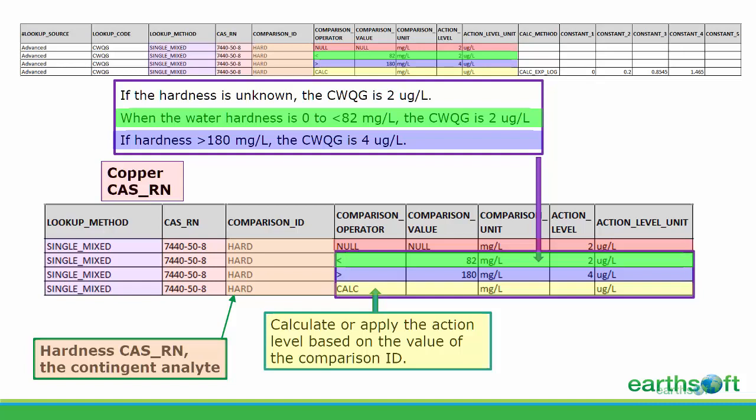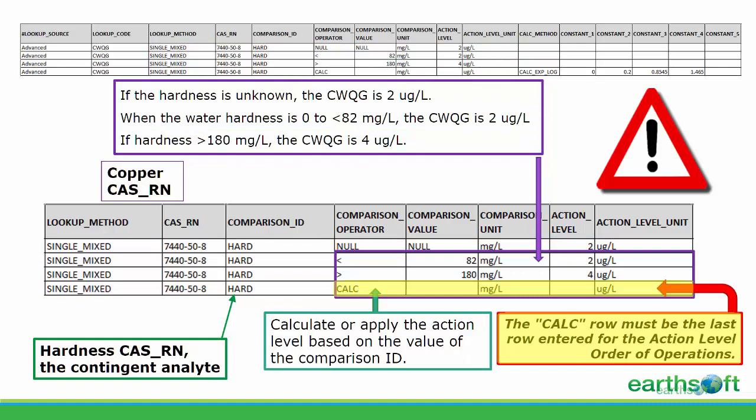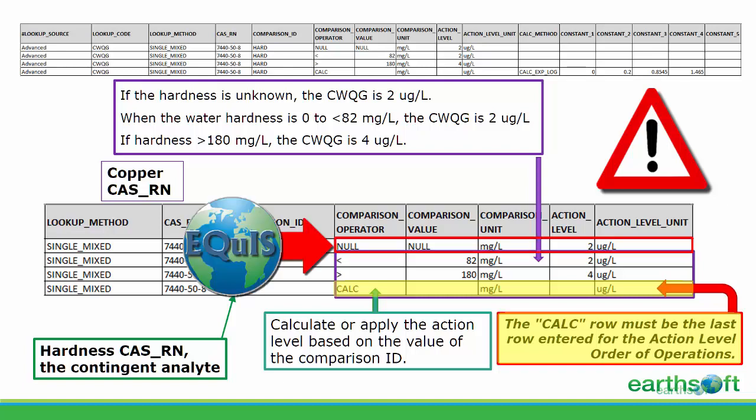But that last bit of the range that we haven't defined, that in-between space between 82 and 180, gets captured by calculation. And that's what's really important. The calc row has to be the last row entered in the action level order of operations. It's really important to put the order in a logic that makes sense to EQuIS, because when EQuIS goes through the process of an advanced action level, it says, hey, I'm going to look at this first line for this single mixed action level for copper.